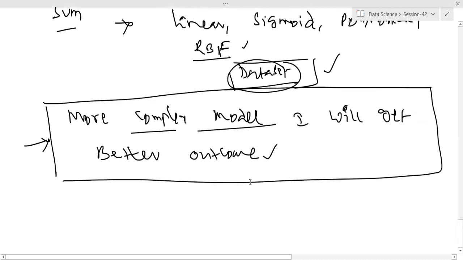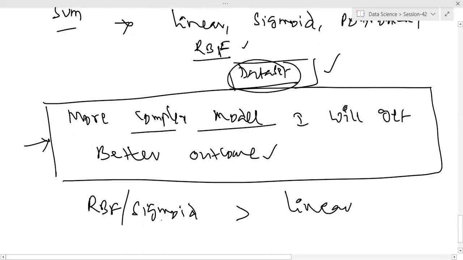That means don't feel that radial basis function or sigmoid always gives better performance when compared with the linear model. Can you defend this statement, friends, with some example?